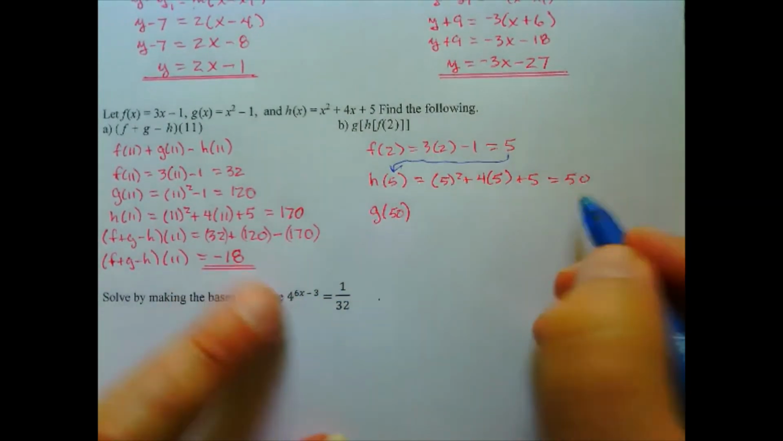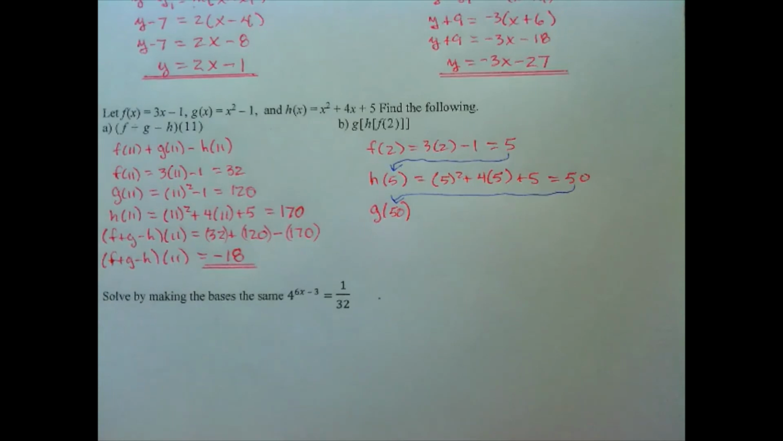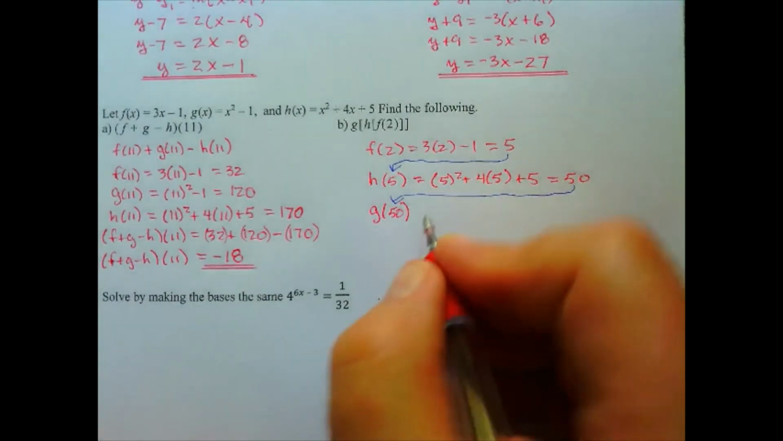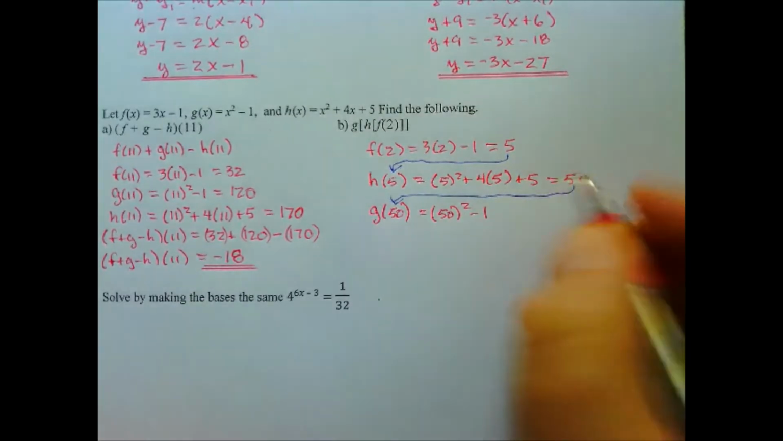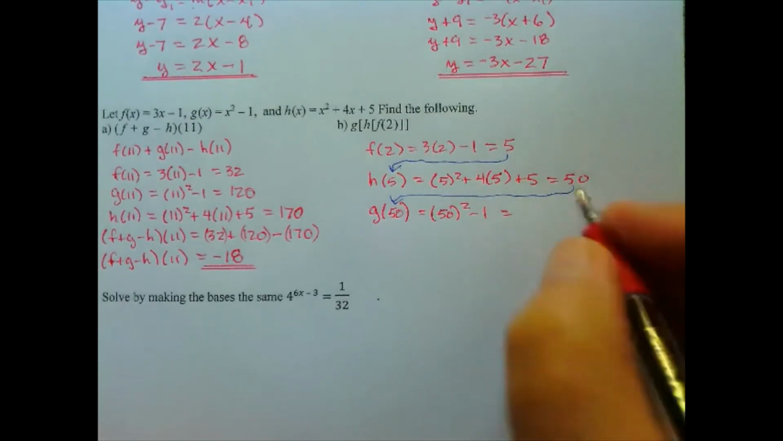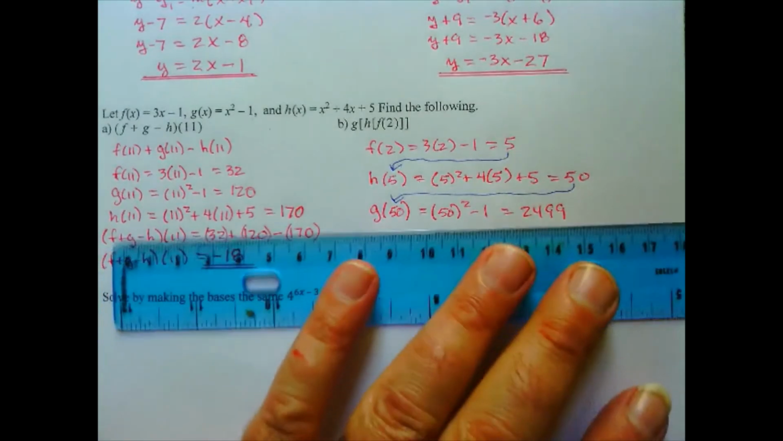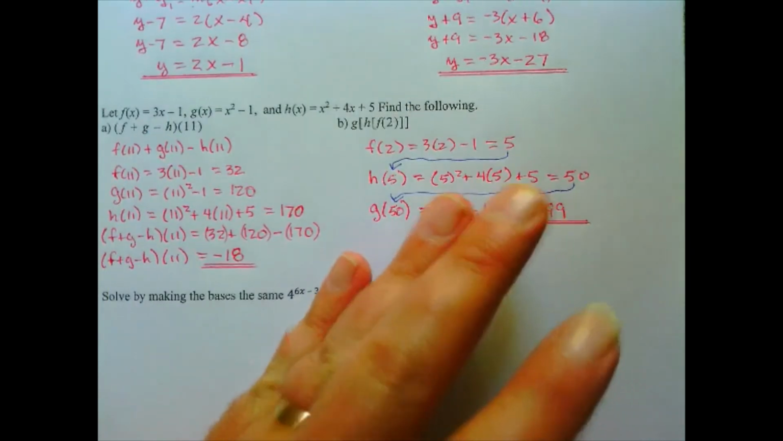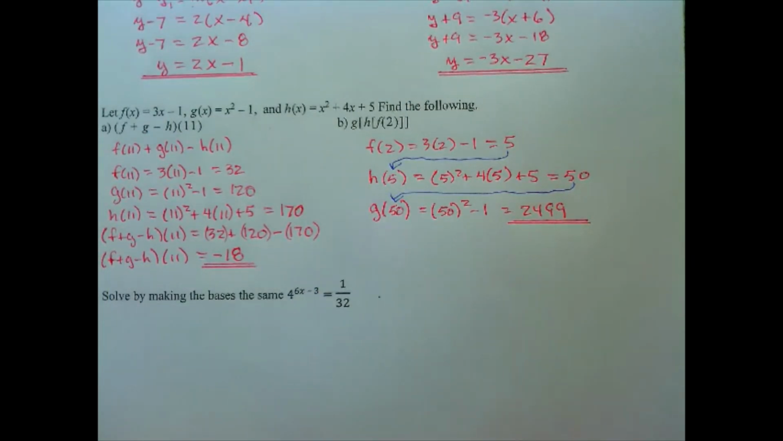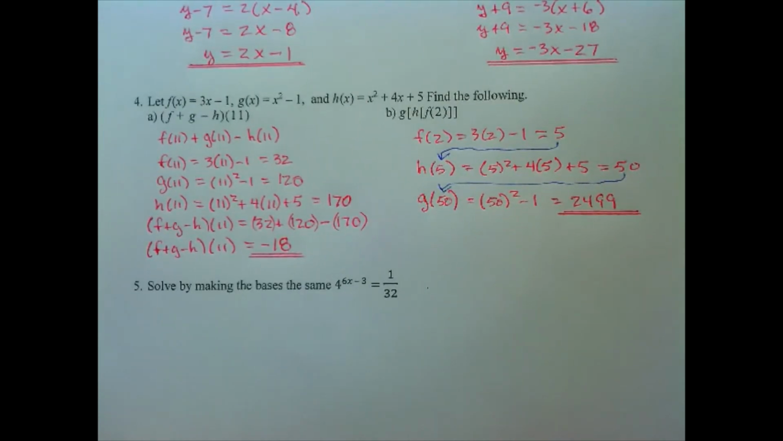So as I mentioned again, whatever we had has to be the input. The output of the previous one has to become the input of the next one. And so now I have 50 squared subtract 1, which is 2500 subtract 1, so 2499. And so there is the other one for problem 4. Working with equations listed in function notation.